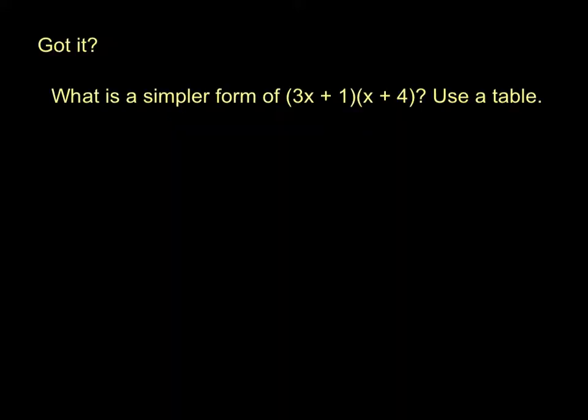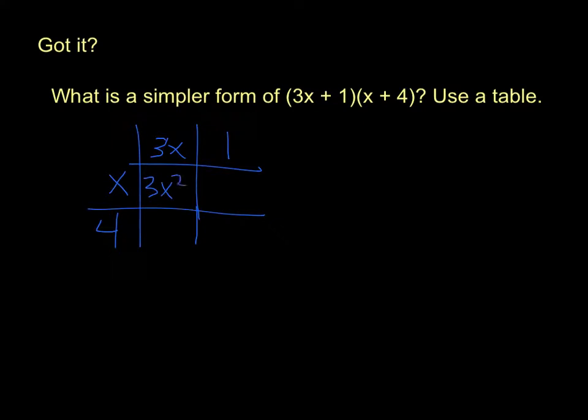So take a minute and multiply these two together and see if you can do it using the table method. Alright, so I've got 3x and 1. I've got x and 4. So this would give me a 3x squared. X times 1 is x. 3x and 4 is 12x. And 1 and 4 is 4.